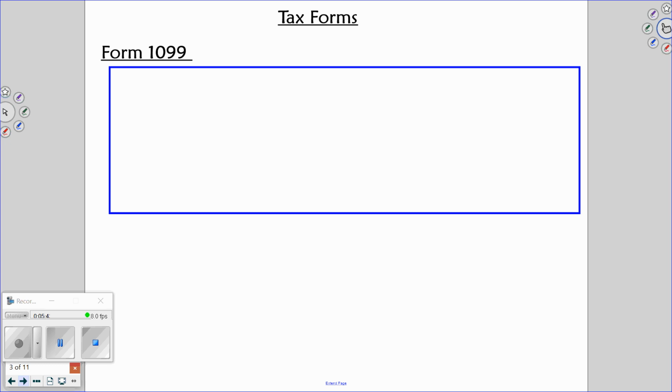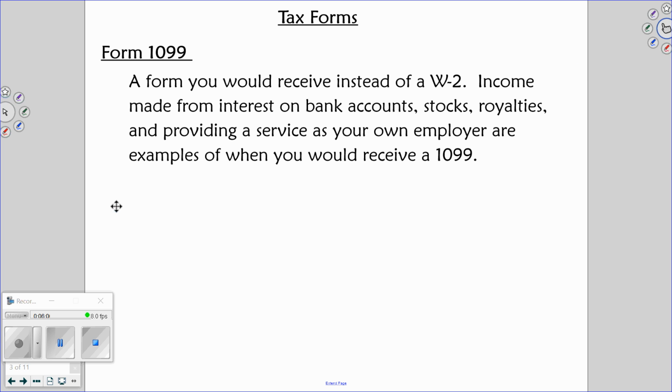All right, and then there's a Form 1099. Does all the money you make in a year come from a job? What was the very first chapter we did in here? Stocks. Do you earn money from stocks? Yeah, but that's not a job, so that wouldn't show up on a W-2. Something like that shows up on a 1099. Where they get all these names, I really don't know. A 1099 is a form you would receive instead of a W-2. Income made from interest on bank accounts, stocks, royalties, and providing a service as your own employer are examples of when you receive a 1099.